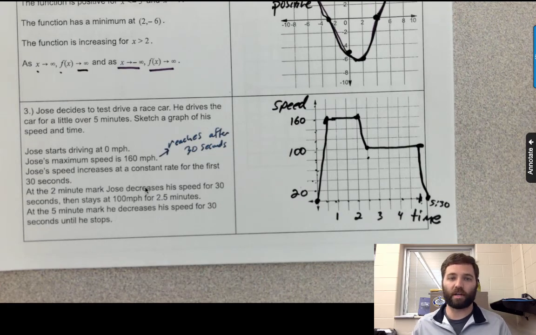But if you don't, use your end behavior to figure out what the graph has to look like. And that's pretty much it for section 4.